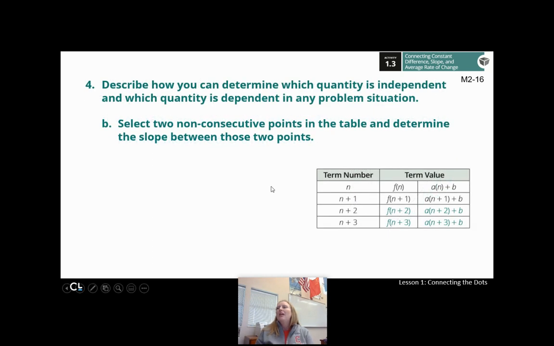Yes, it is. So describe how you can determine which quantity is independent and which quantity is dependent in any problem situation. So what I would now like you to do is pick two. Oh, I made a mistake when I did mine. I'd like you to pick any two points. Last time we picked two consecutive points, but I would like you to pick two that aren't consecutive and determine the slope between those two points. Remember, last time we just picked the two next to each other? Don't do that. Pick two that aren't next to each other and take it a little further. Go ahead and hit pause to work it out and then hit play when you're ready to check your work.